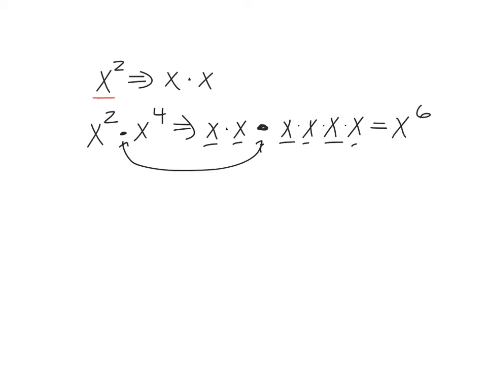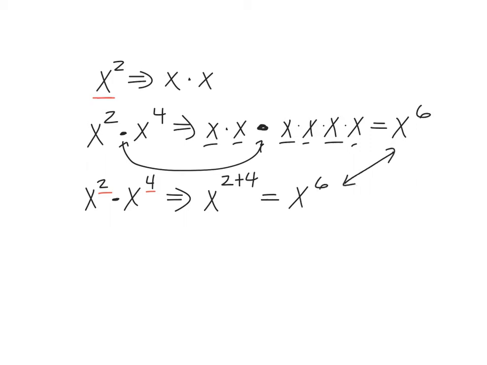So there's a shortcut rule to this. You can always do expansion notation, but the shortcut is this: when you multiply like bases, then you add exponents. So really this becomes x to the 2 plus 4. I'm taking the exponents and adding them together, which gives me x to the 6th, the same thing I got up here.